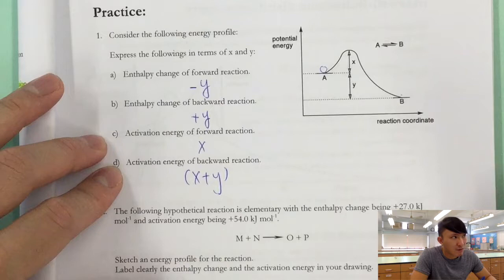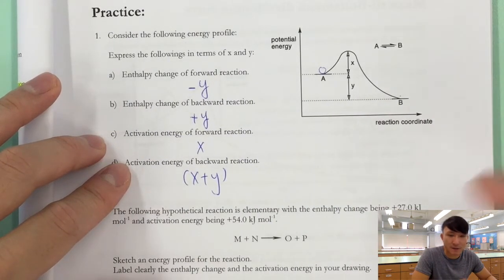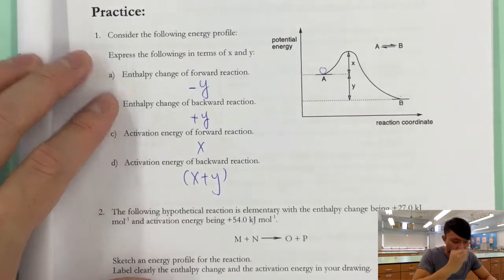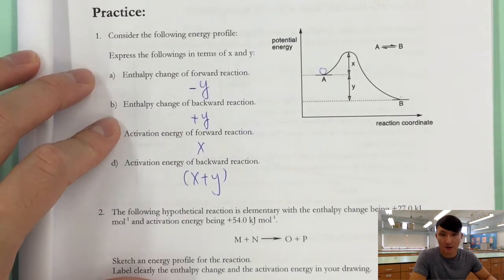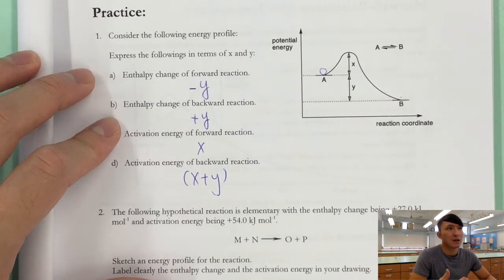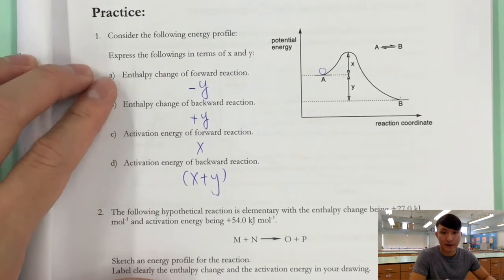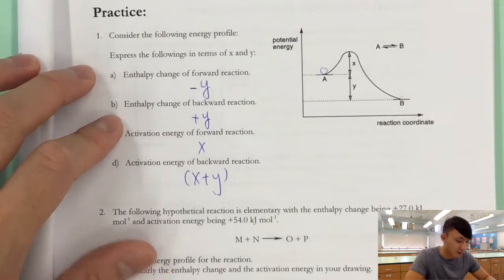Okay? Now remember, energy is a scalar quantity, so that must be positive. You won't have negative energy. Okay? However, for enthalpy change here, the positive and negative is talking about exothermic, endothermic. It's not about whether it is large or small. Okay? We're talking about exothermic, endothermic. So that's why we need to include the negative and positive signs.